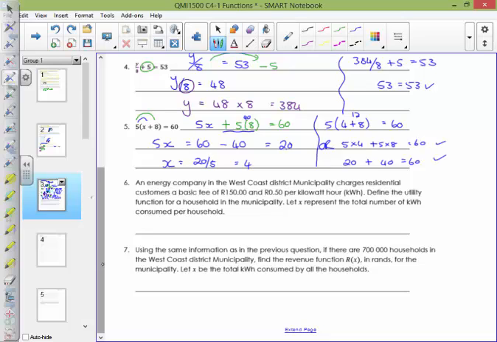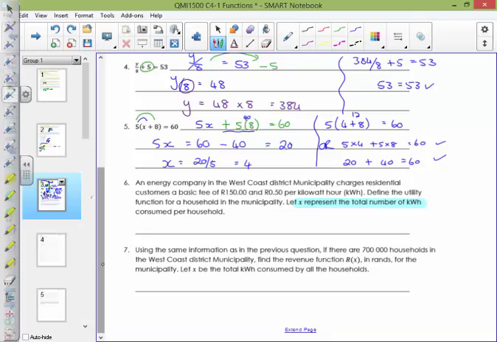Alright, let's go for number 6. An energy company in the West Coast District Municipality charges residential customers a basic fee of 150 Rand and 50 cents per kilowatt hour. Define the utility function for a household in the municipality. Let X represent the total number of kilowatt hours consumed per household.